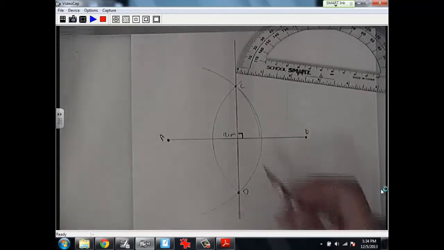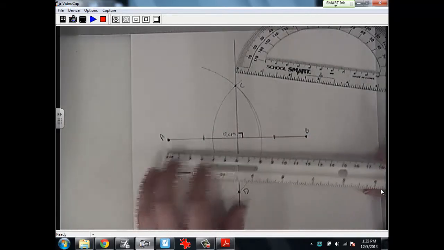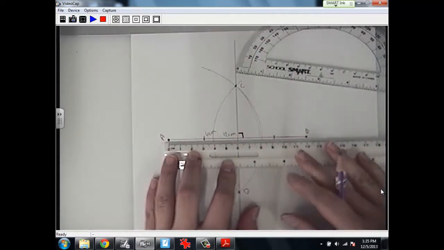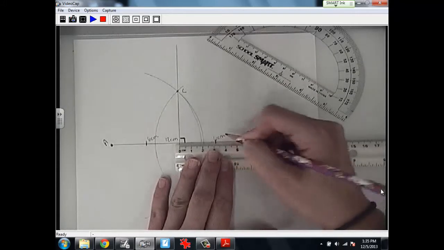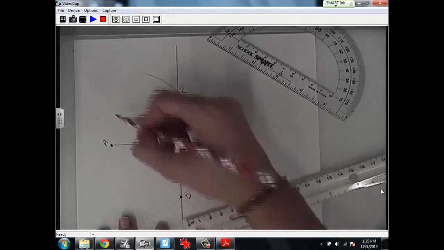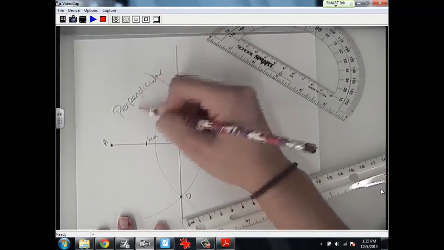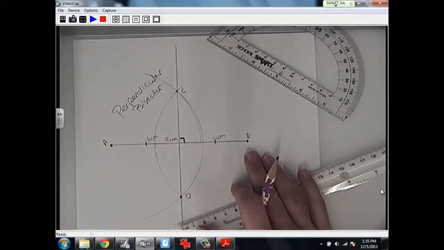And here, is it bisected? Is this part equal to this part? Well, I better measure it just to make sure. This is 6 centimeters. And I hope this one is too. Oh, that's also 6 centimeters. My perpendicular bisector. They intersect at 90 degrees, and it's bisected. Okay? So label it perpendicular bisector. Here's my question. Watch this.